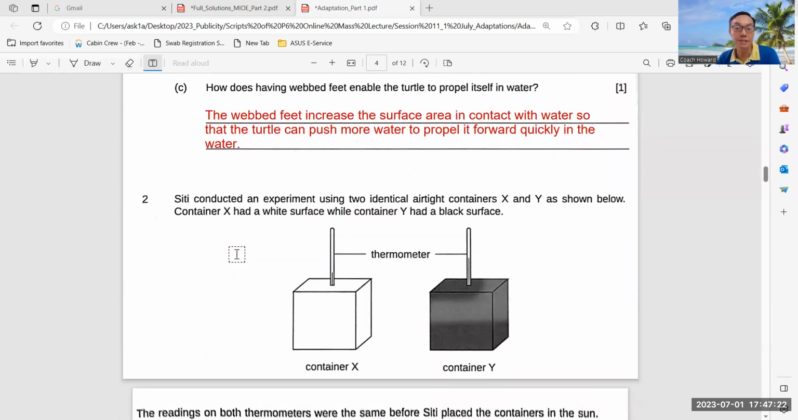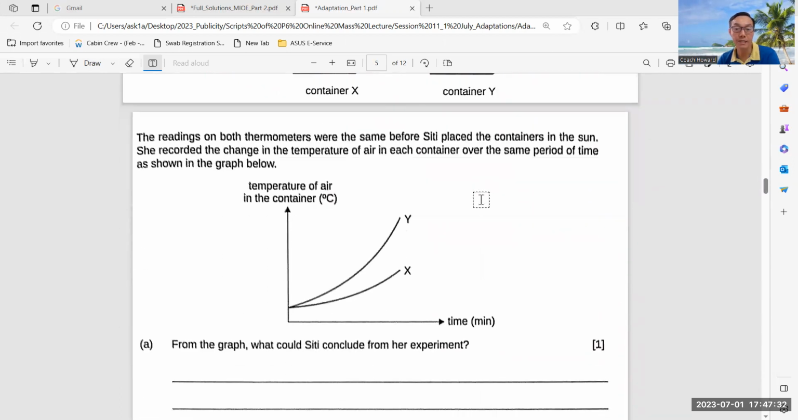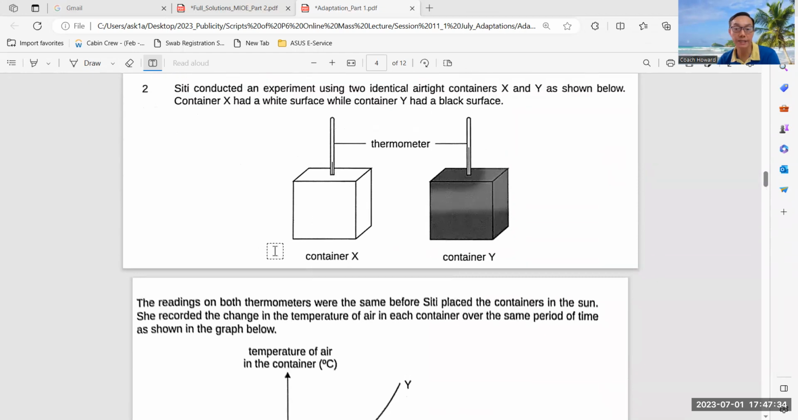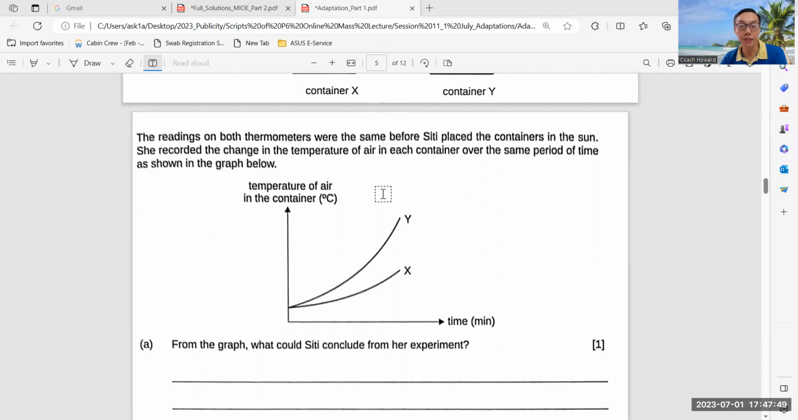Okay, next, this type of question is very common in exams. City conducted an experiment with 2 identical airtight containers, X and Y. One has a white surface, the other is black. Notice the black surface, right? The one, container Y. This is the temperature. They put them in the sun. So you notice the changes of air in the container over a period of time.